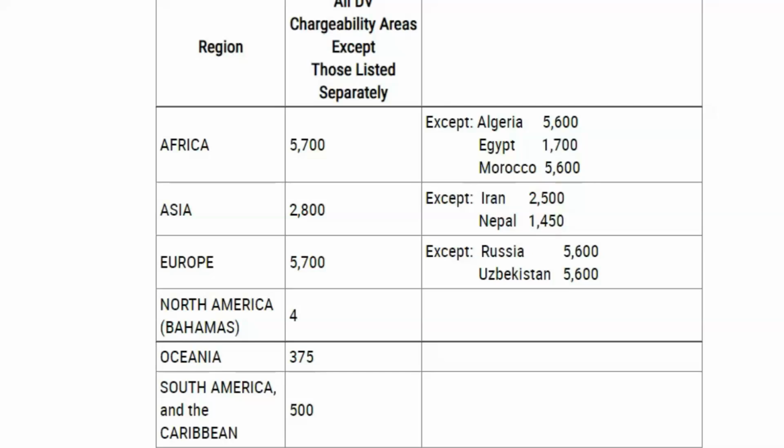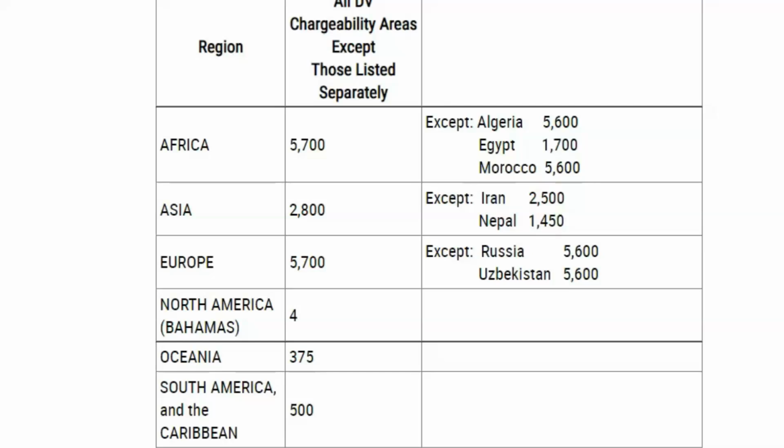For Morocco, it is 5,600. And so if you are chargeable to Morocco and your case number is anywhere from case number 1 to case number 5,599 and your DS-260 has been processed, then you can look forward to receiving your interview notification anytime during the second half of this month of August.